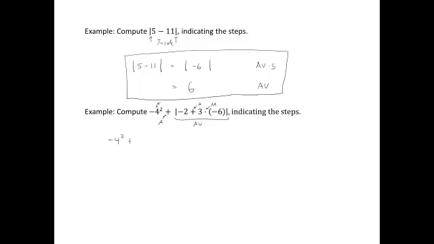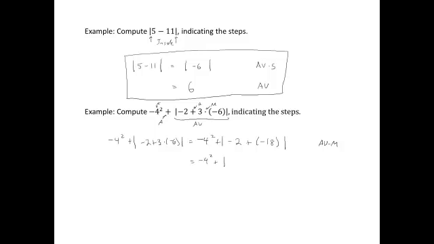-4 squared plus the absolute value of -2 plus 3 times -6 equals. Inside the absolute value, the multiplication comes first. 3 times -6 is -18. And we did absolute value, inside the absolute value, there's a multiplication. Next, we do the addition.